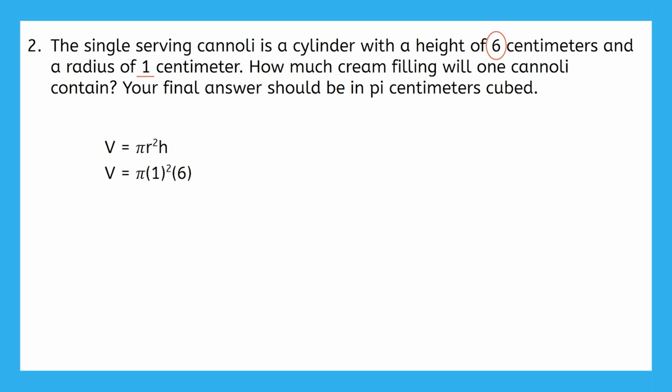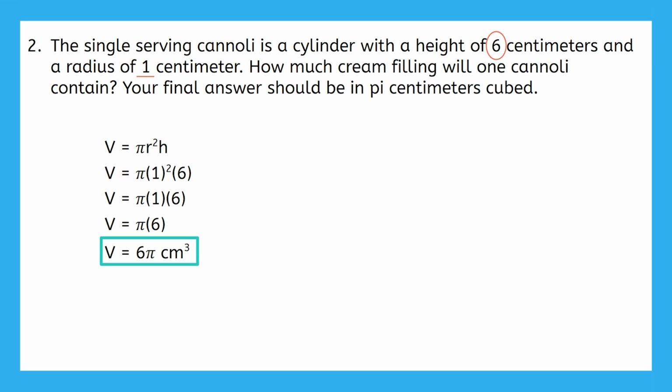Great. Let's continue from here, but this time we don't replace the pi symbol. Instead, we jump right to the exponent. 1 squared is 1. So now it's V equals pi times 1 times 6. Multiply 1 times 6, which is of course 6. Then remember to rearrange and put the coefficient first. This cannoli holds 6 pi centimeters cubed of filling.